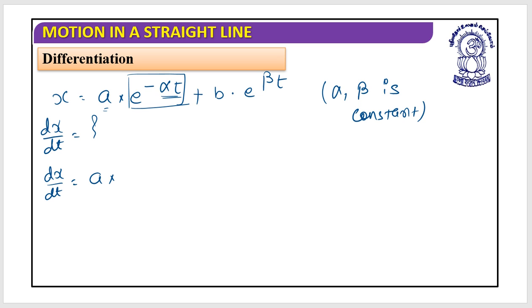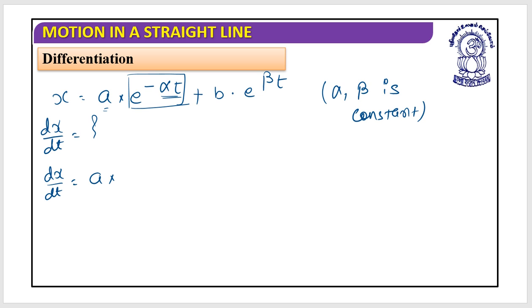Now do a mind calculation again. d by dt of minus alpha t. You might see this by closing your eyes. If not, you need to practice this, because we are going to use differentiation in class 11, in class 12 as well. So this will help us to save our time.